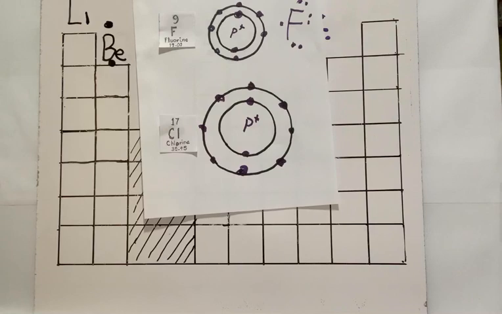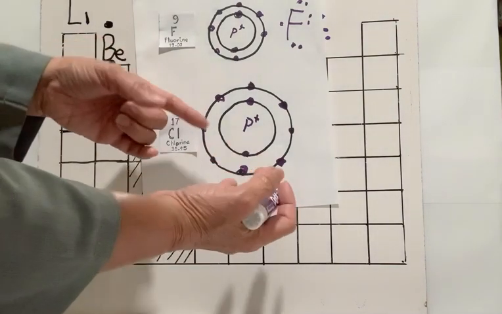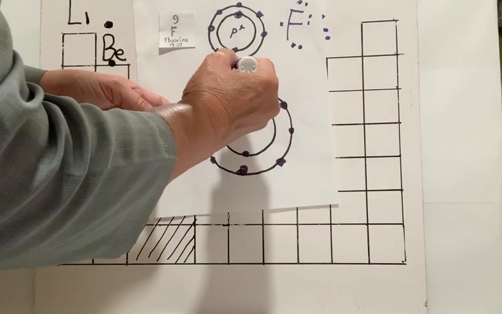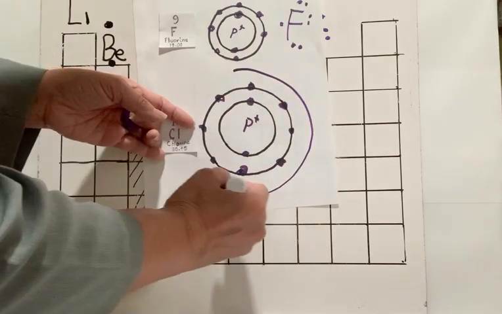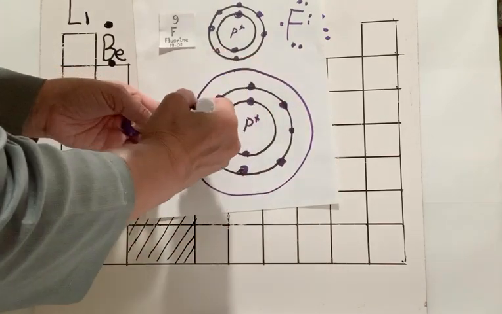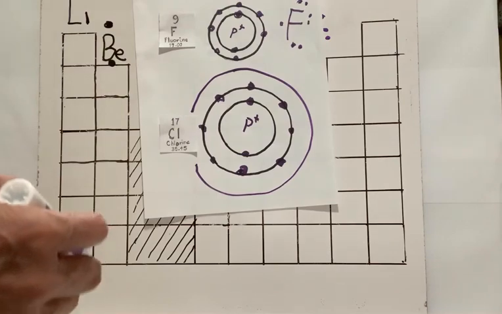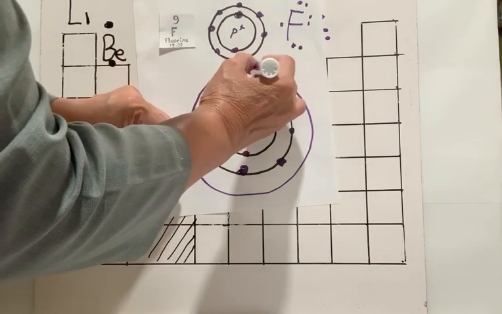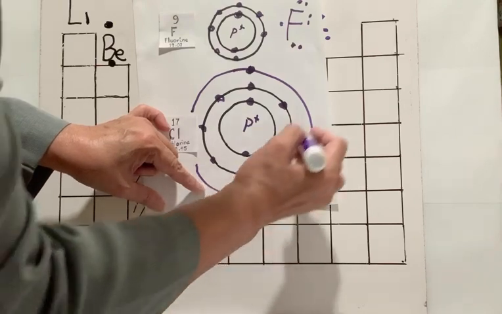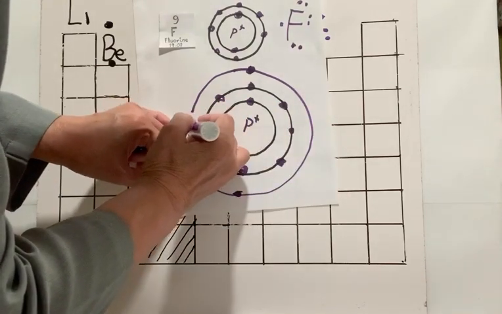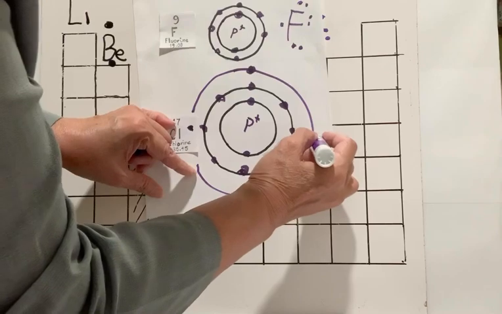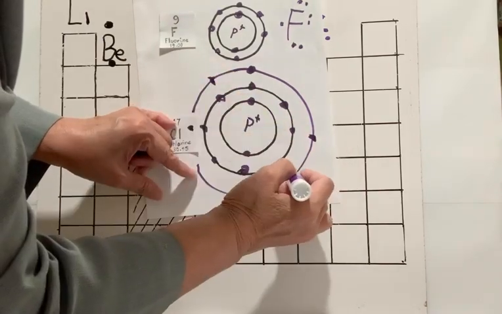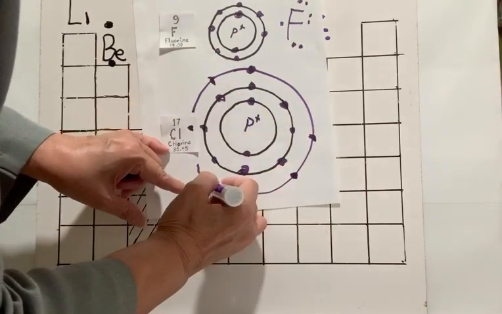So 7 more, right? So where will it go? To the next energy level. So we will draw another energy level, the third energy level. So those 7 electrons: 1, 2, 3, 4, 5, 6, 7.